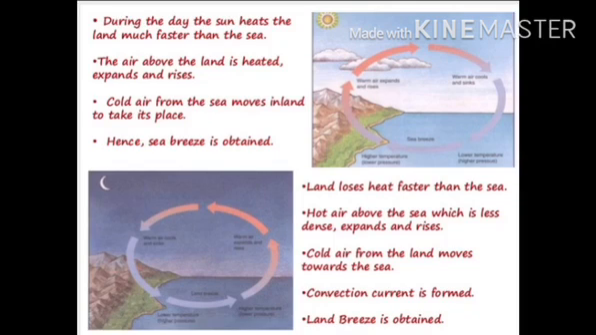Land loses heat faster than the sea. Hot air above the sea, which is less dense, expands and rises. Cold air from the land moves towards the sea. A convection current is formed. A land breeze is obtained. This is called a land breeze. And this is again an example of convection.